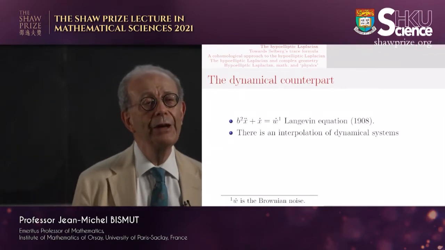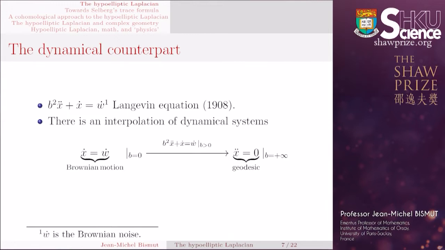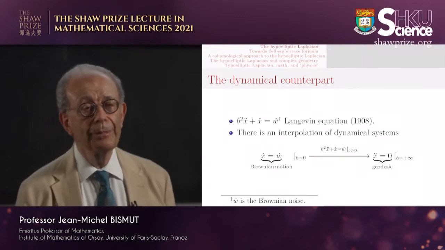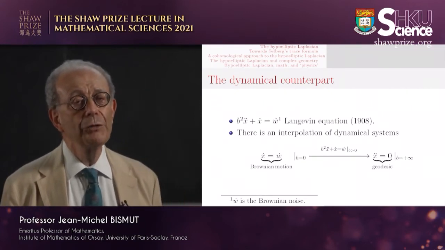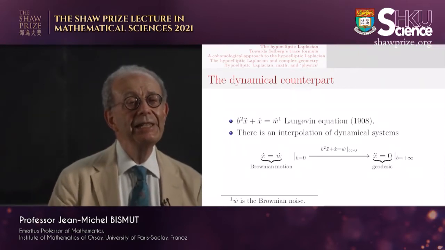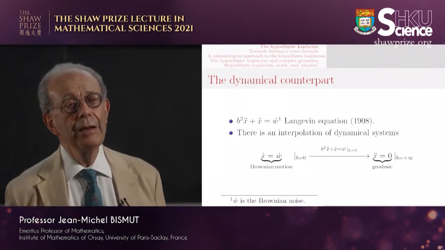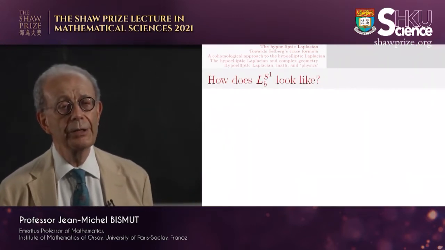Just take it formally as a family of second-order differential equations. And what the theory says is that there is an interpolation of dynamical systems, which is written in the following way. On the left-hand side, you have Brownian motion, x dot equals W dot. That's the formal equation for Brownian motion. Past x excited by Brownian noise. This is for b equals 0. And at b equals infinity, you get the equation of geodesics. So what the theory says is that indeed such an interpolation takes place. And besides that, it is exactly the dynamical system counterpart to the interpolation of differential operators I explained before.